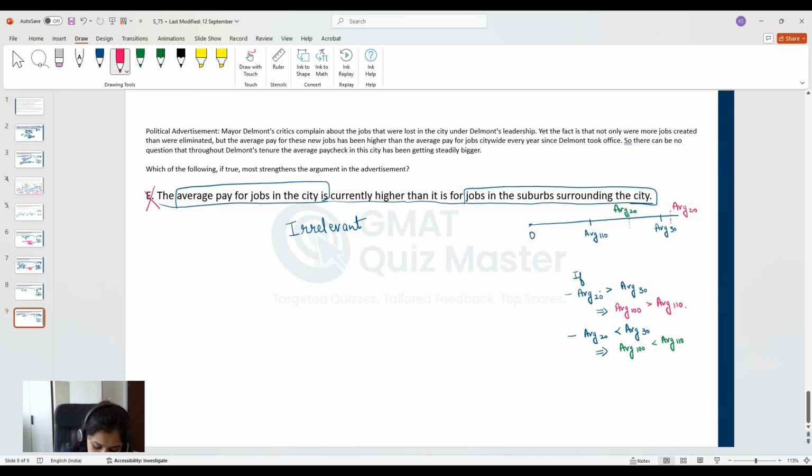If you marked this choice, it indicates that you did not understand the passage and the conclusion at all. It has nothing to do with your understanding of averages. You did not understand the passage only. So you need to work on reading and understanding the passages properly and understanding the conclusion properly.